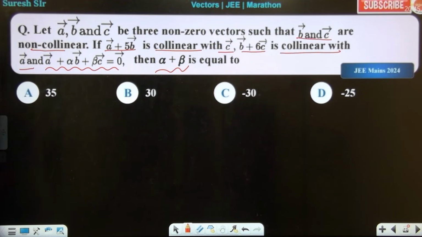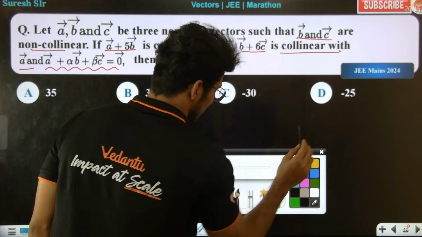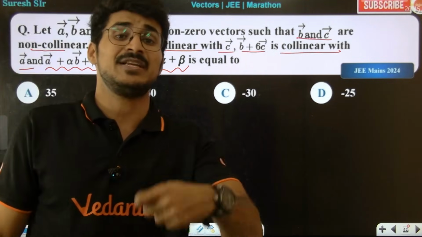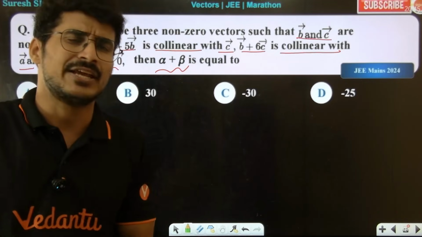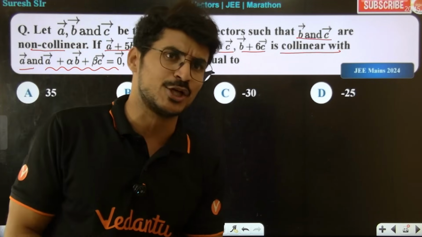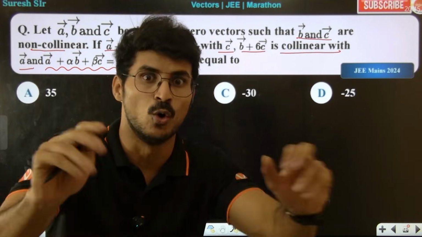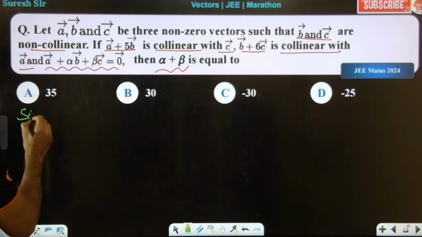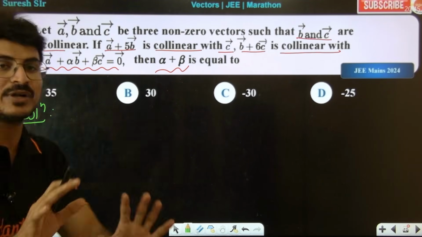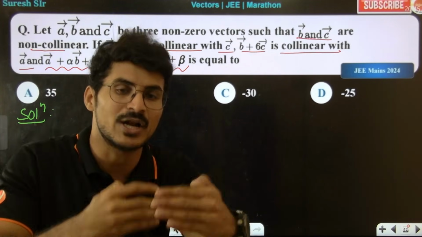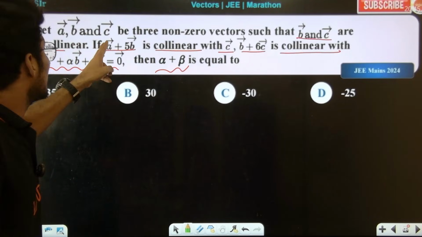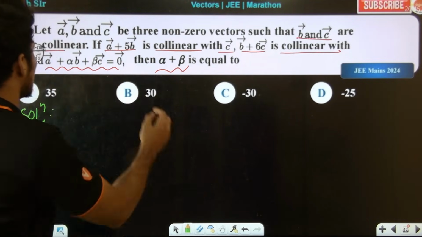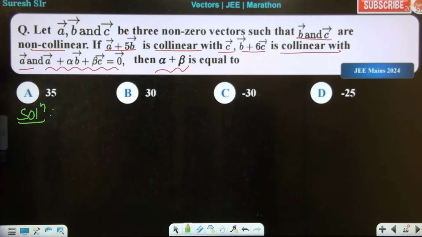Simple point. See, what is the collinearity condition? Let me just give you the concept before getting into the question. Will you be teaching right from the basics? No. Look at what I am saying now. I will explain in detail. Such that B and C are non-collinear, if A plus 5B is collinear with C.